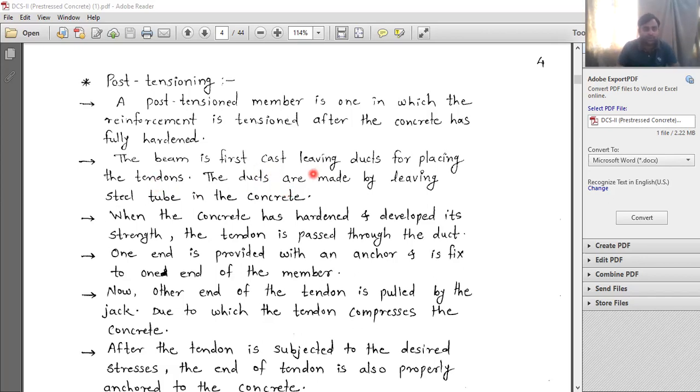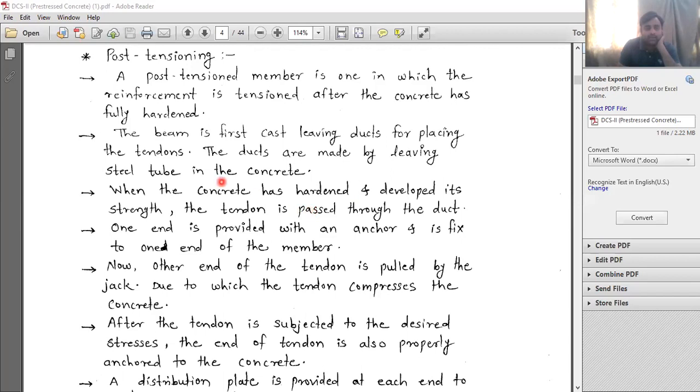The beam is first cast, leaving the ducts. That hollow portion is called a duct. Leaving the ducts for placing the tendon. What is the duct left for? To place the tendon. We will place the tendon over there. The ducts are made by leaving the steel tube in the concrete. That I have already told you. We will place the tubes. The beam is first cast, leaving the ducts for placing the tendons. The ducts are made by leaving the steel tubes in the concrete.